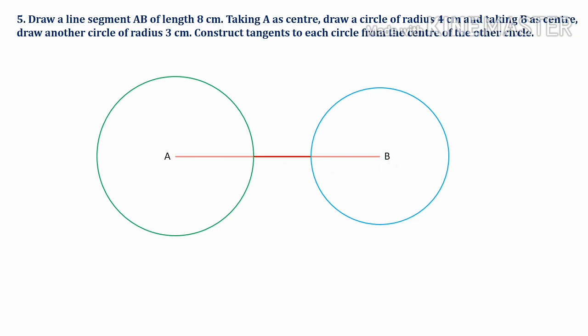So we have to bisect AB. For that, use your compass, take more than half of length of AB, fix at B, draw two arcs, and using the same radius, fix your compass at A, cut those arcs, and these two arcs are intersecting at 2 points here. So join these 2 points and label the midpoint as M.